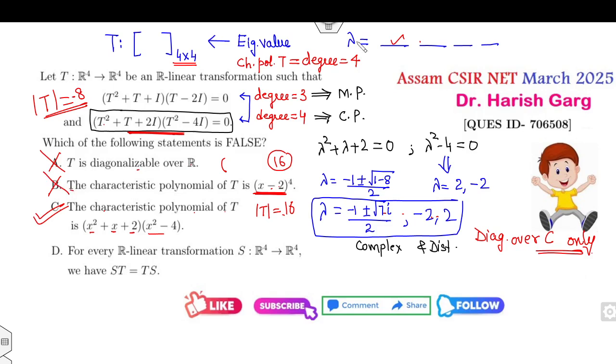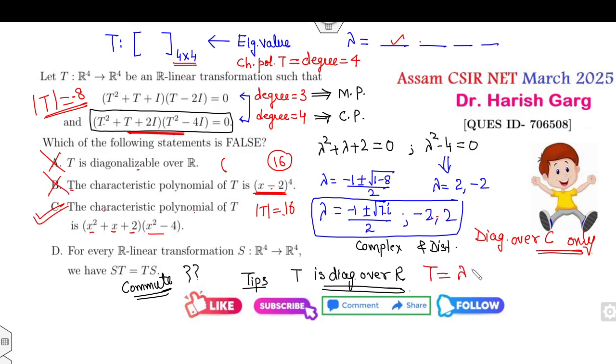Look at the last one. Whether for every R linear transformation, ST is equal to TS, that is, they commute. Fine. When will it commute? Remember always, if your matrix T is diagonalizable over R, then you can always write it in terms of the eigenvalues, or as a scalar multiple of the identity matrix. But since this matrix is not diagonalizable over R, only over C, ST equal to TS is not always true.